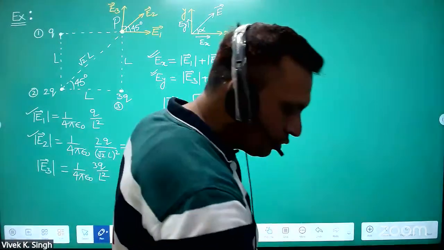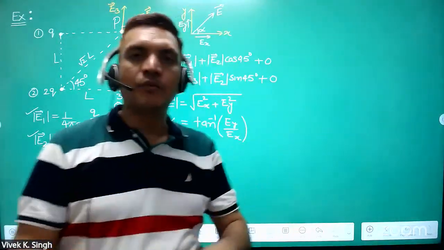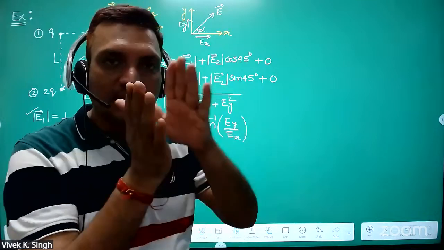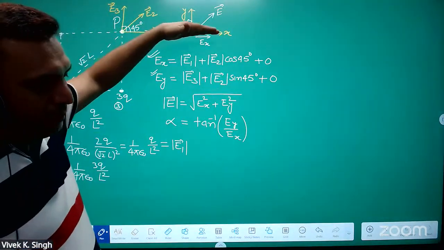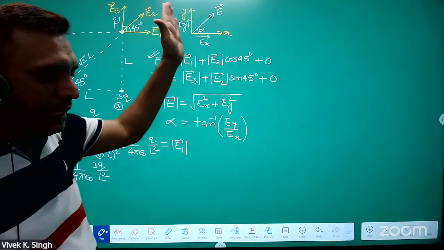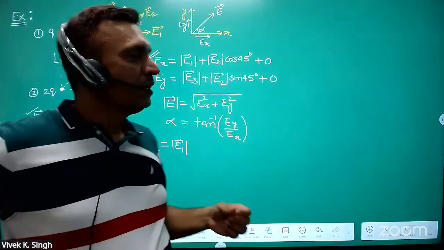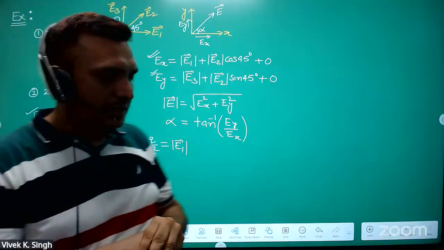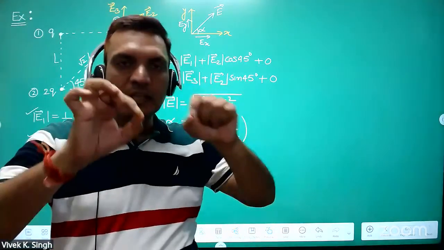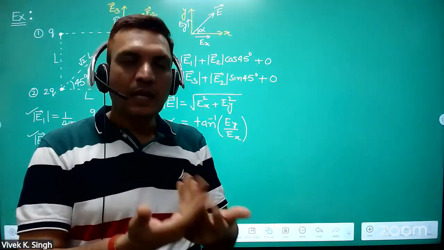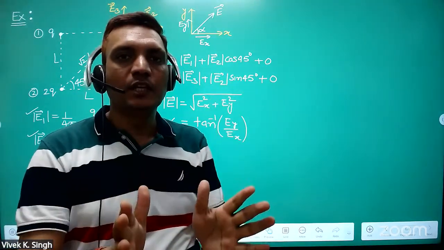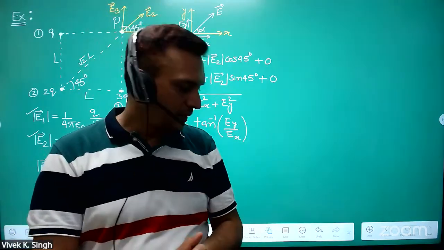So even if you have n number of fields, resolve along x and y and see the resultant in x and y. If in x and y they are in the same direction, you should add. If they are in the opposite direction, you have to subtract. So for discrete charges, find the field due to individual charges and then take the vector sum. You will apply the superposition and that will give you the resultant field. Yes or no?